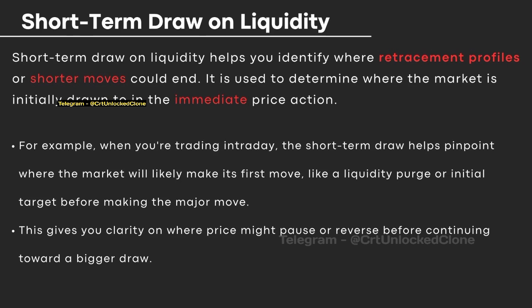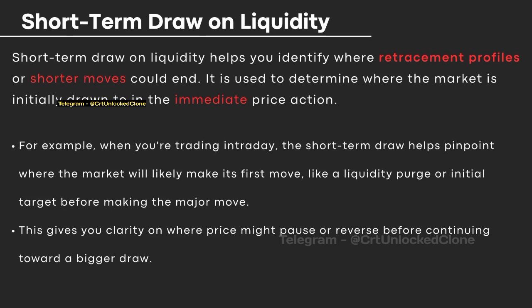And in that case, if you determine that the market first wants to retrace lower before moving higher, then you can first of all look for shorts towards the short-term drawn liquidity, and once that short-term drawn liquidity is reached, only then you can look for longs, right? That is the idea of short-term drawn liquidity. I'll explain this with charts in just a minute.